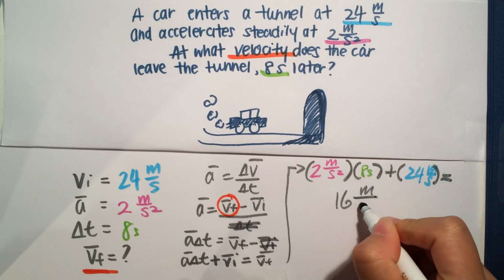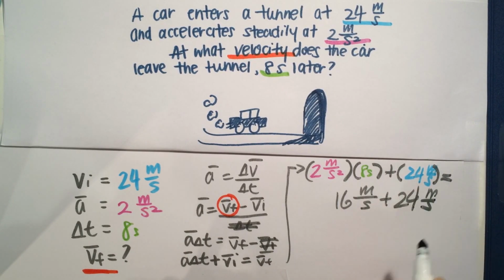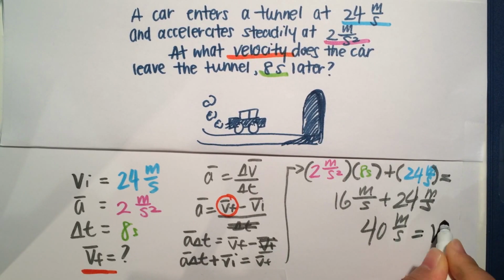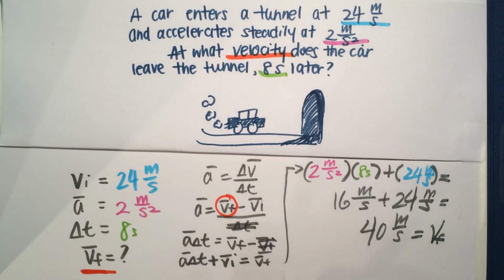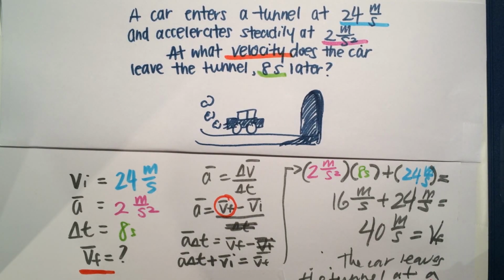16 meters per second plus 24 meters per second, which is 40 meters per second. And that is our final velocity right here. So we can write our therefore statement, which is the car leaves the tunnel at a velocity of 40 meters per second.